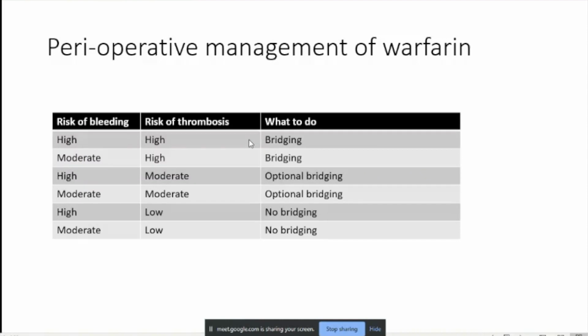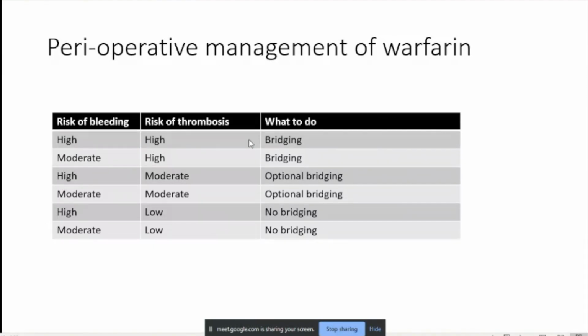Okay, so now let's classify. The patient is undergoing a high risk of bleeding surgery, and the patient has high risk of thrombosis. Do we have to do the bridging? Yes, we do the bridging. Now the patient is undergoing a moderate risk of bleeding surgery, but the patient has high risk of thrombosis. Do we have to do the bridging? Yes, we have to do the bridging. So regardless of whether it is a high risk or moderate risk of bleeding surgery, if the patient has a high risk of thrombosis, we have to do bridging.